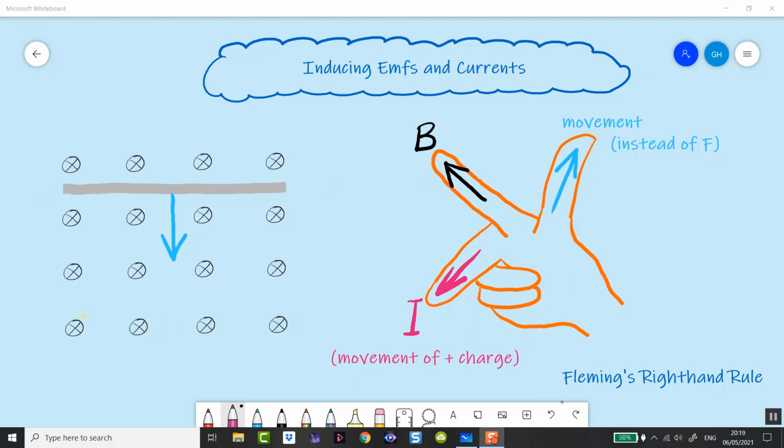If you prefer not to think about individual charges moving, you can just remember that moving a wire through a magnetic field induces an EMF, and if the wire is connected to a circuit, a current will flow. The direction of the current is given by Fleming's right-hand rule. We can ask two questions about this EMF we're going to induce. How big will it be, and what direction will it be in?